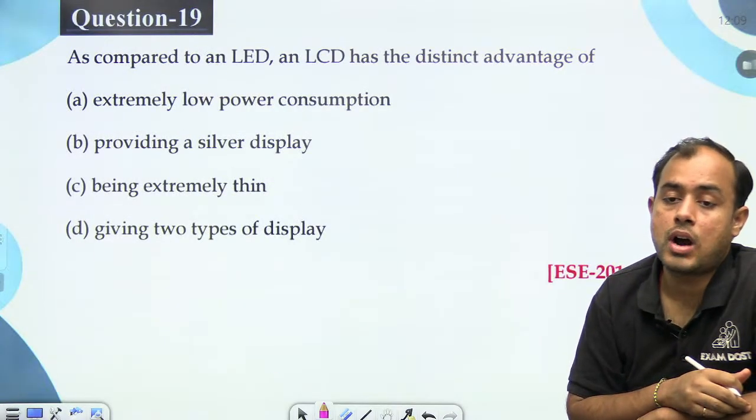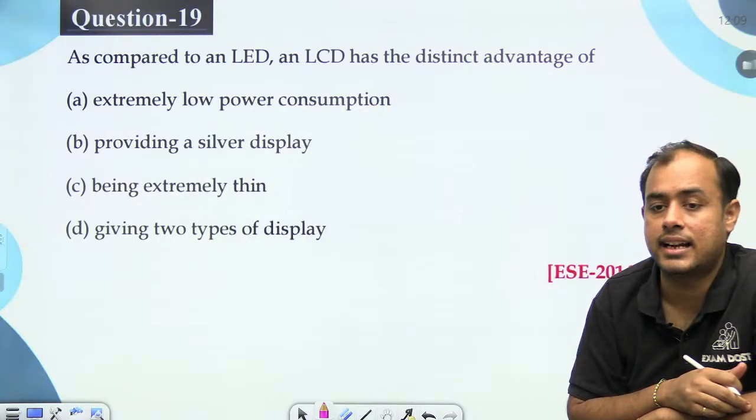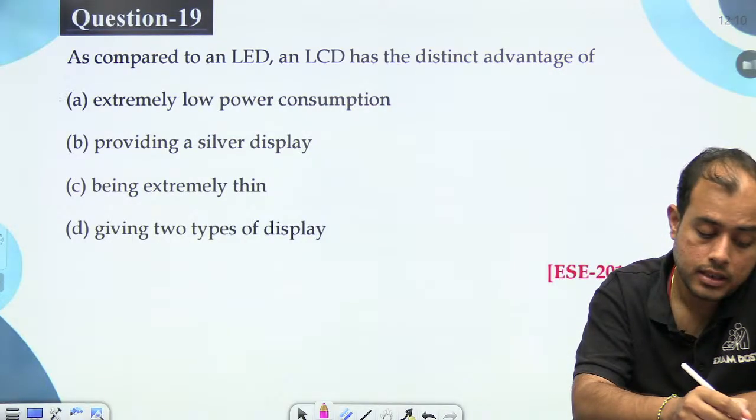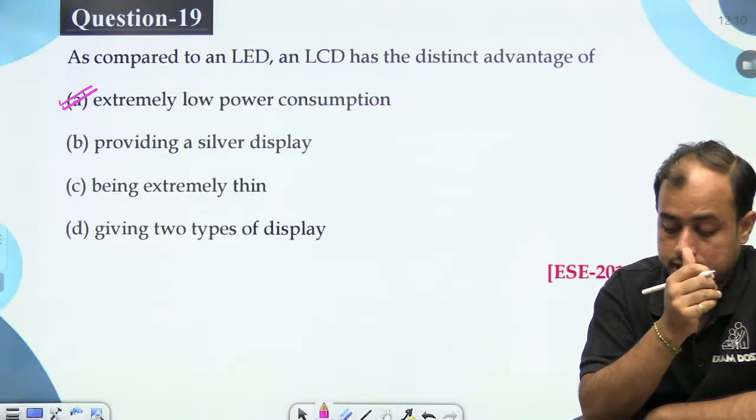As compared to an LED, an LCD has a distinct advantage of low power consumption.